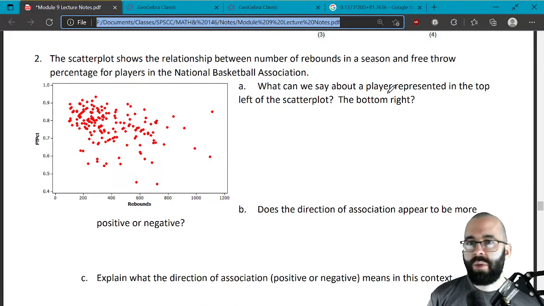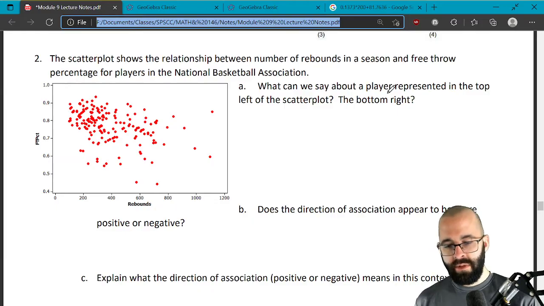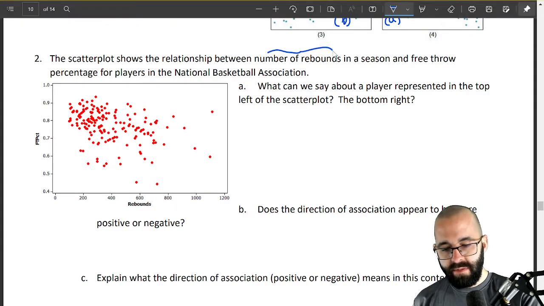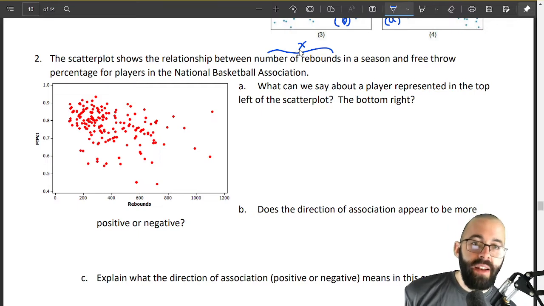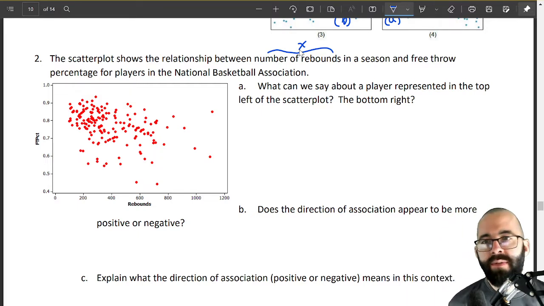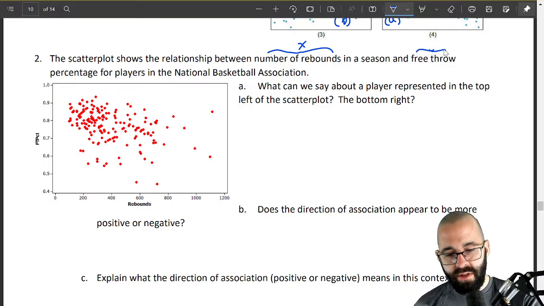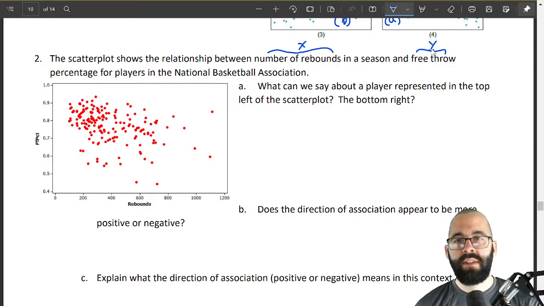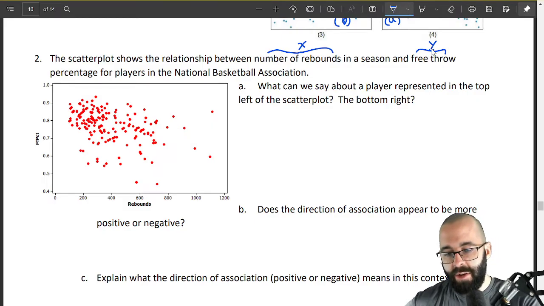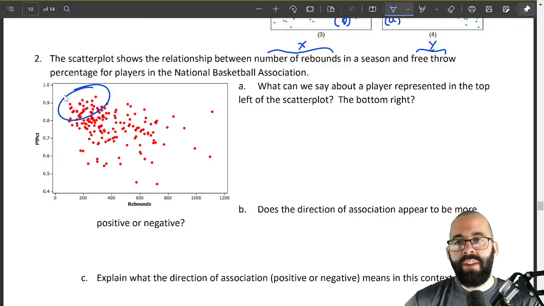Next scatter plot is going to show the relationship between the number of rebounds in a season. It's going to be our X, our independent or explanatory variable, and free throw percentage. The rebounds and free throws, it's going to be Y, our response variable, our dependent variable, for players in the NBA. So what can we say about a player represented in the top left of the scatter plot? What can we say about a player in this region? Well, that's somebody who doesn't get a lot of rebounds, but does have good free throws.